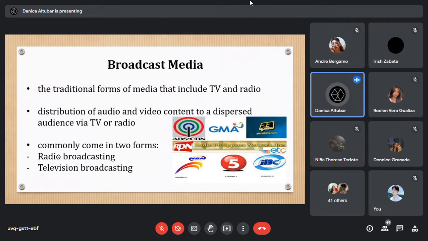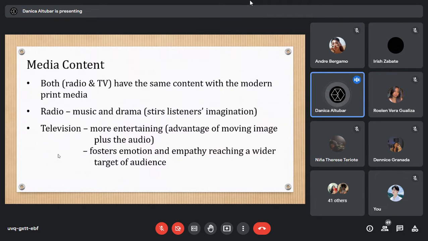The second type of media is the broadcast media. This is the traditional form of media that includes TV and radio. So it is the distribution of audio and video content to a dispersed audience via TV or radio. And this type of media commonly comes in two forms: radio broadcasting and television broadcasting. So, ma'am, what makes broadcast media distinct from print media? Aside from the definition or the purpose or the use of broadcast media that is shown in the screen, the content generated in broadcast media is the same as the content of the modern print media, which is the entertainment and the advertisements.